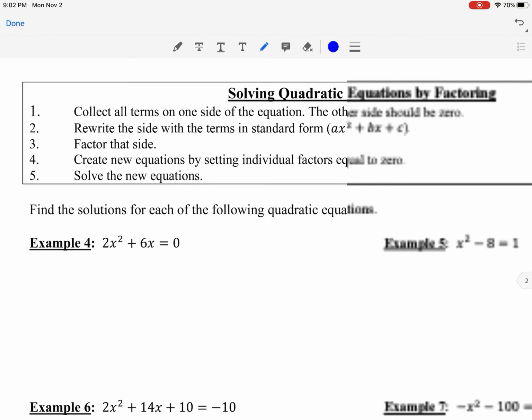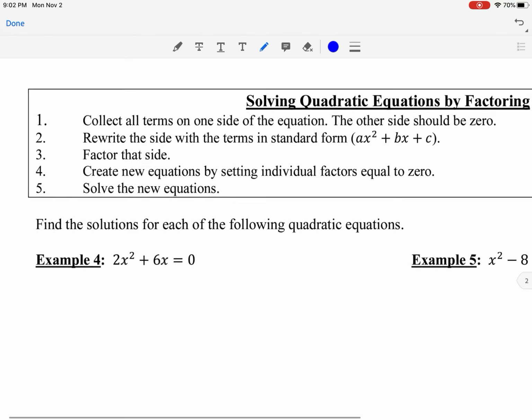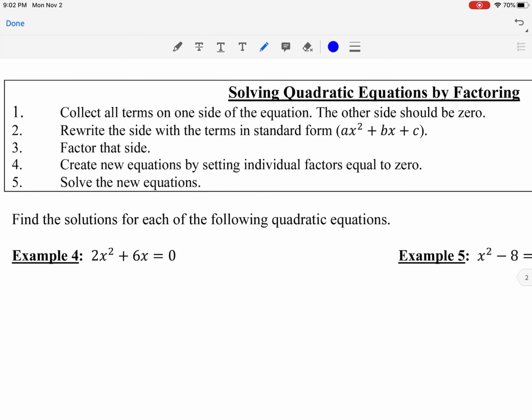On the second page, or the back of the first page if you have it back to back, we have steps for solving quadratic equations by factoring. So we didn't have to do these first two steps. It was already set up for us, but now we've got to practice this.